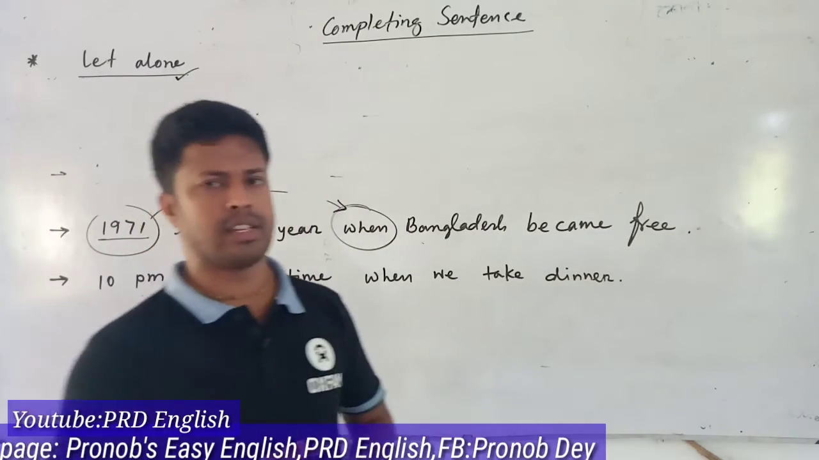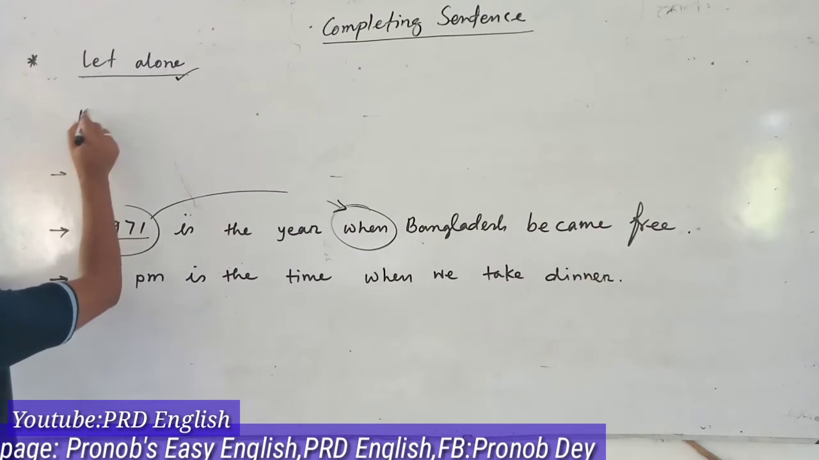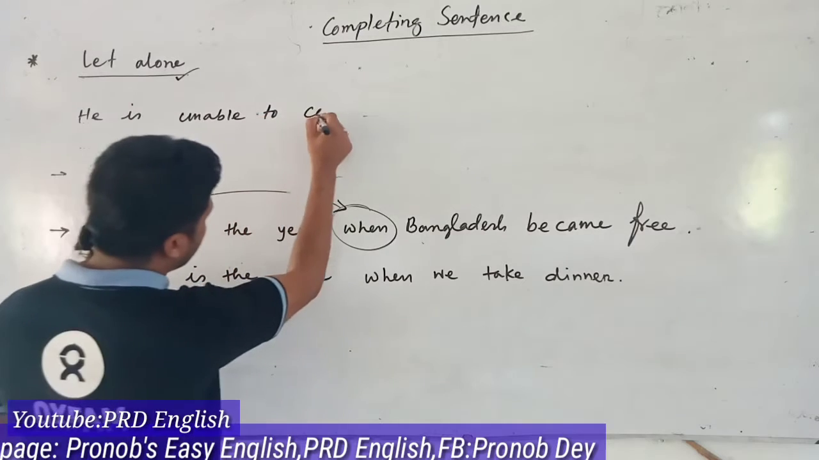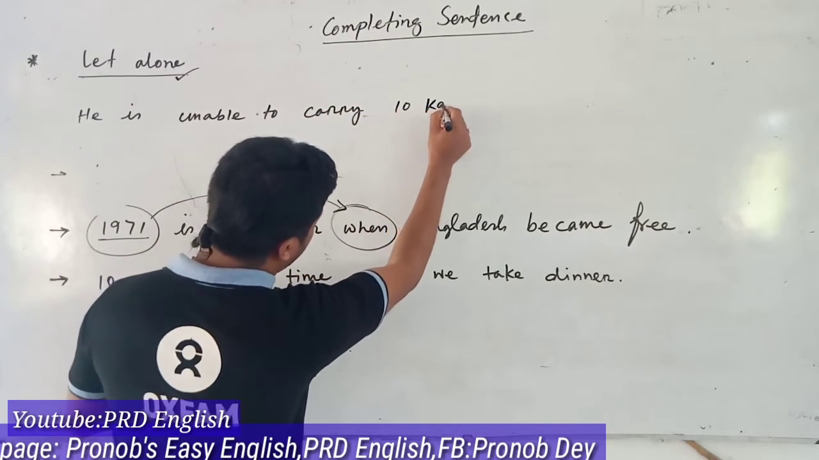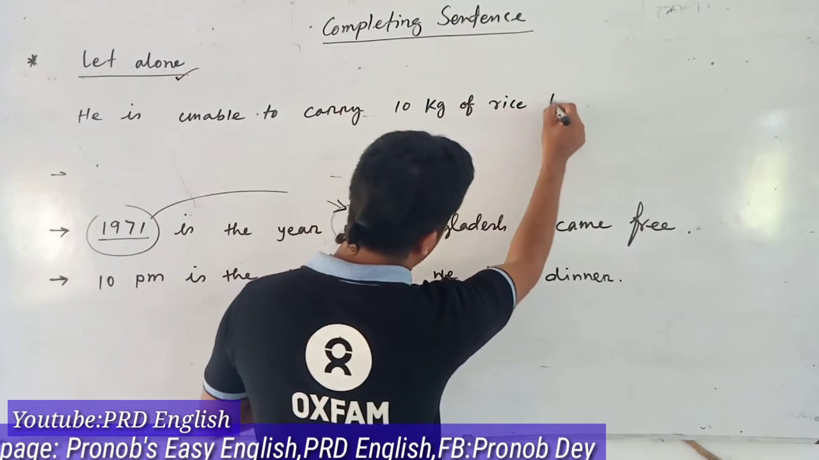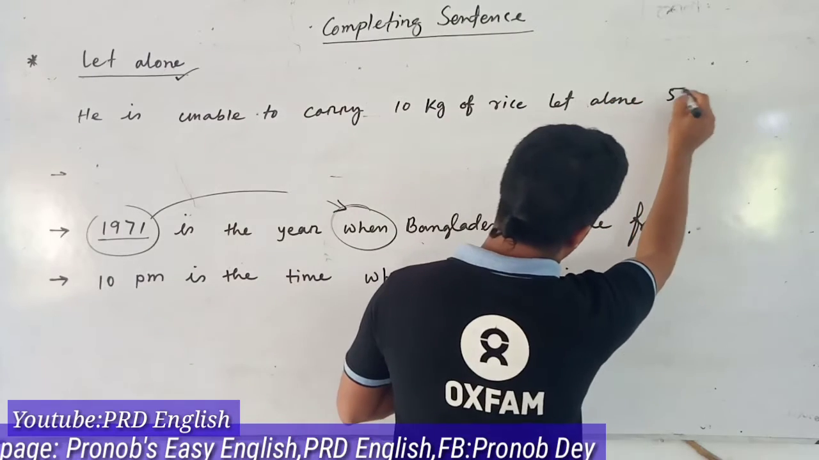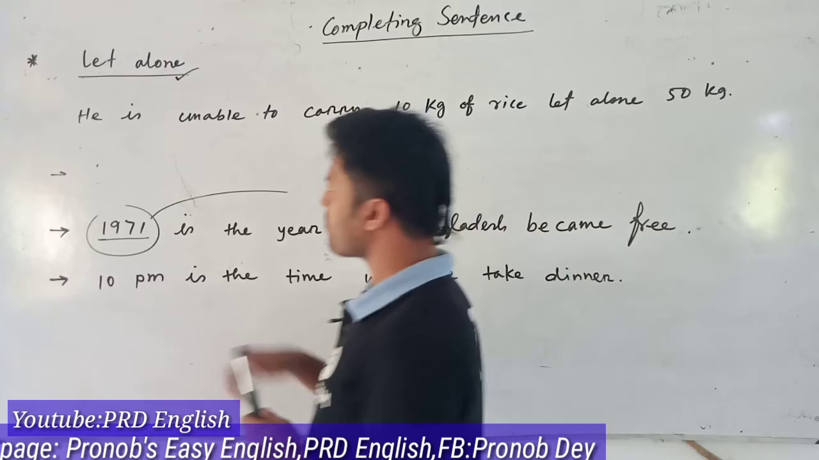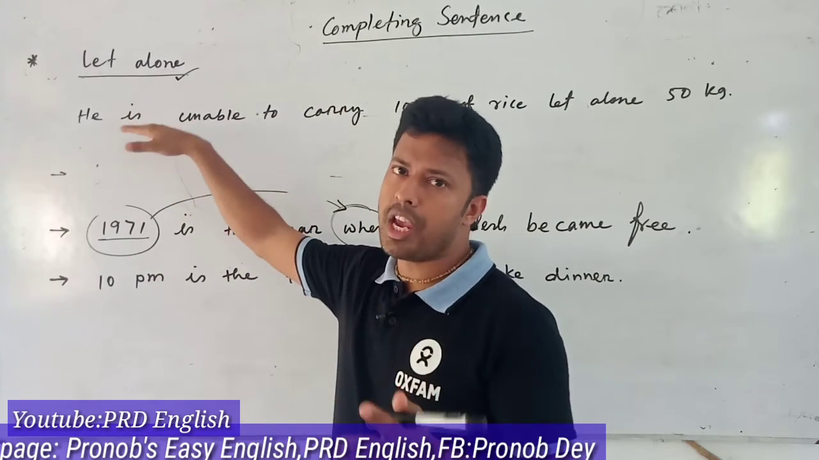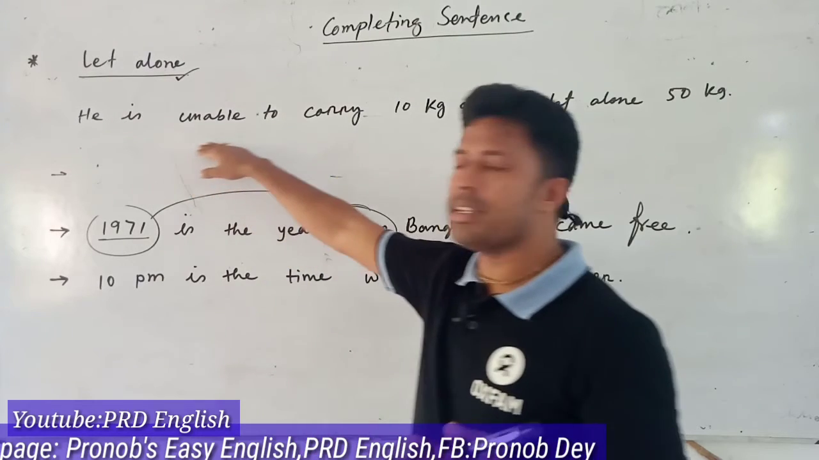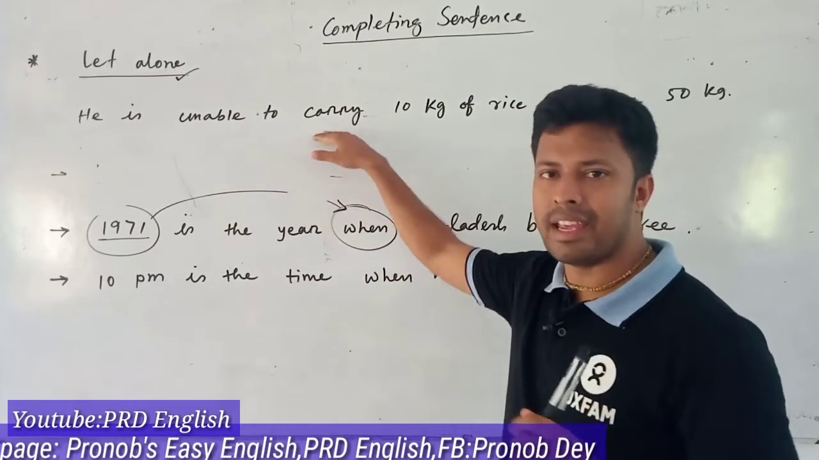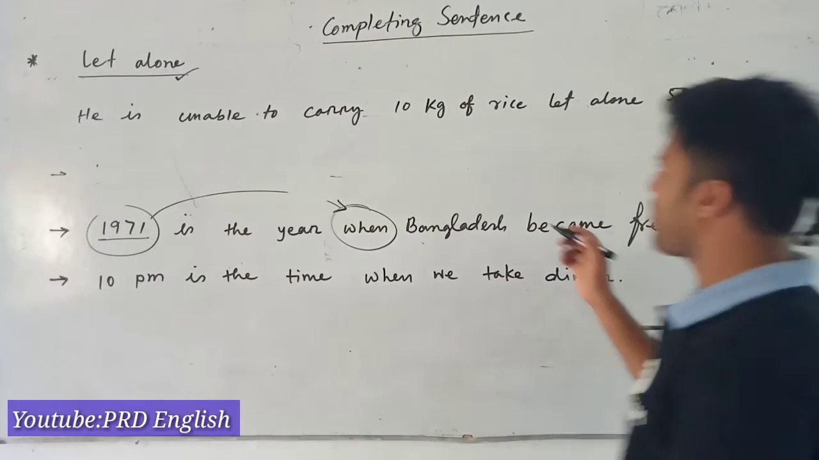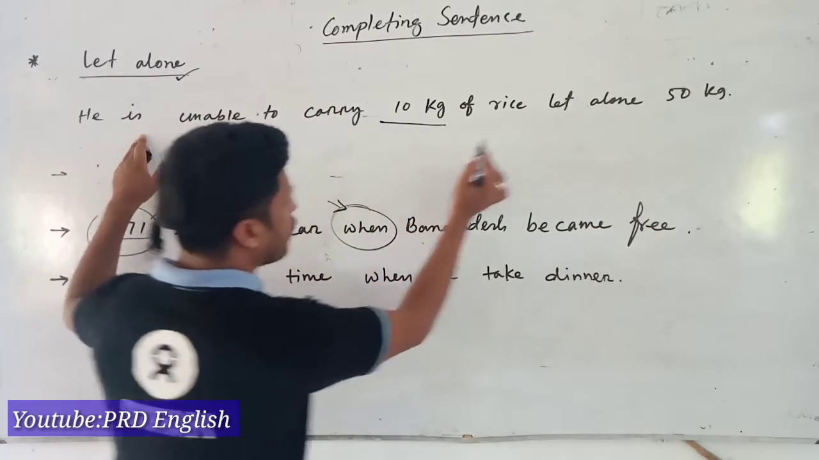I am going to discuss the structure 'let alone'. This is very important. He is unable to carry 10 kg of rice, let alone 50 kg. Let alone is a conjunction in English grammar. You can see here I have written a sentence: he is unable to carry 10 kg of rice, let alone 50 kg.